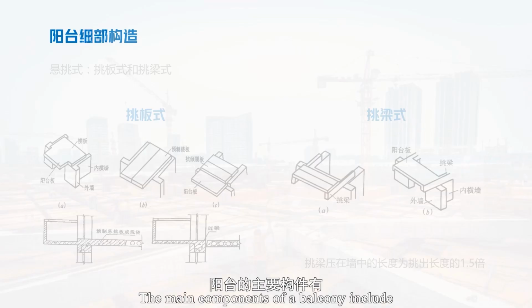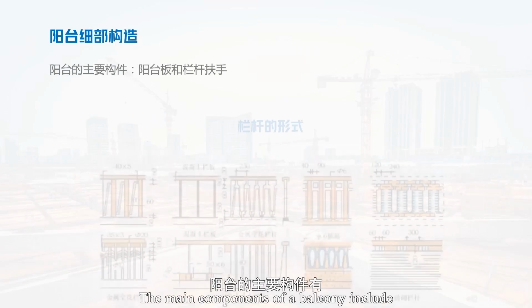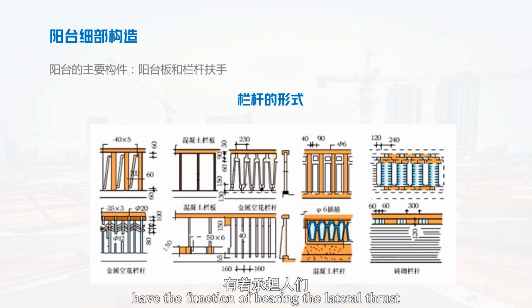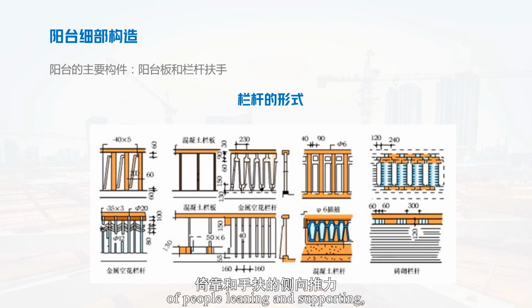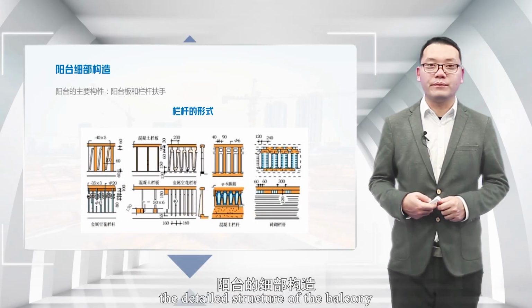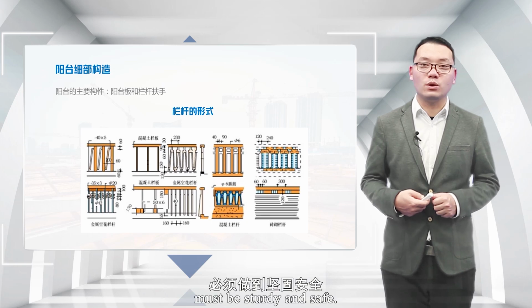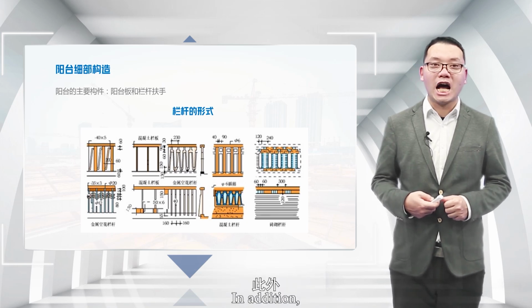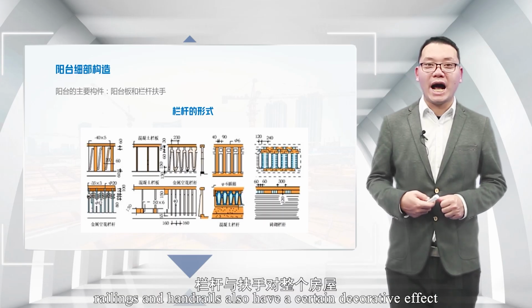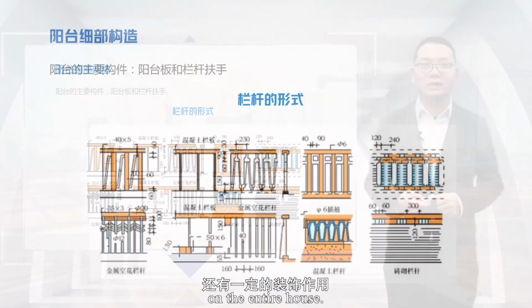of the beam. The main components of a balcony include balcony panels and railings. The railings and handrails of the balcony have the function of bearing the lateral thrust of people leaning and supporting, ensuring personal safety. Therefore, the detailed structure of the balcony must be sturdy and safe. In addition, railings and handrails also have a certain decorative effect on the entire house.